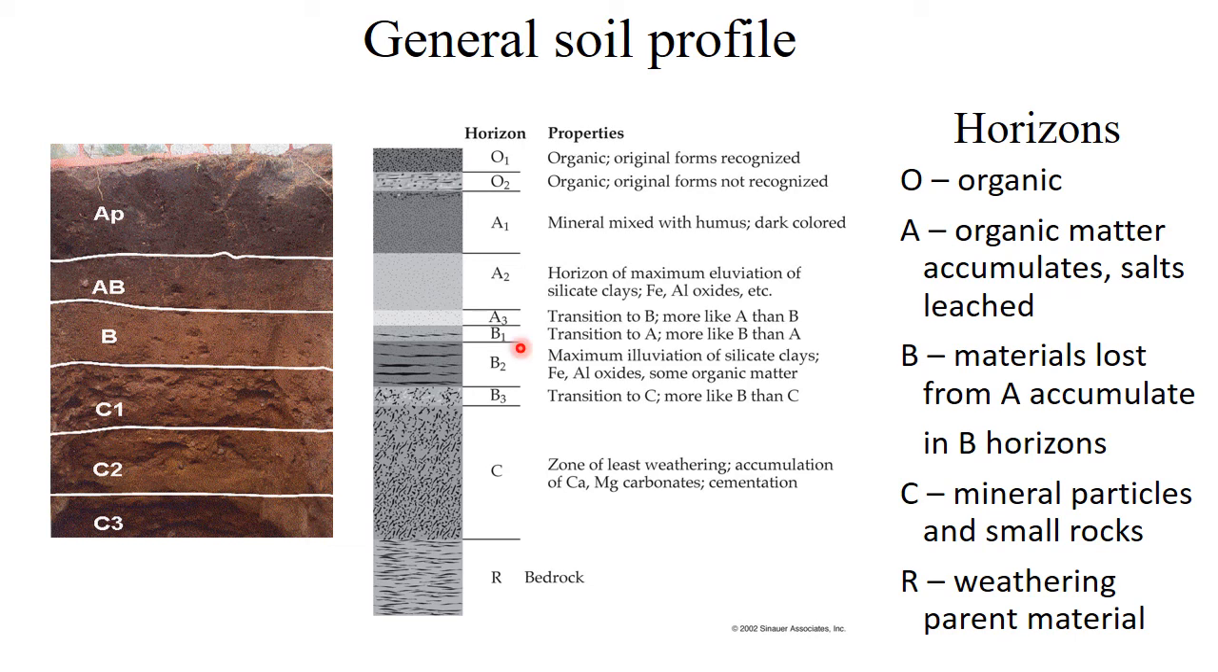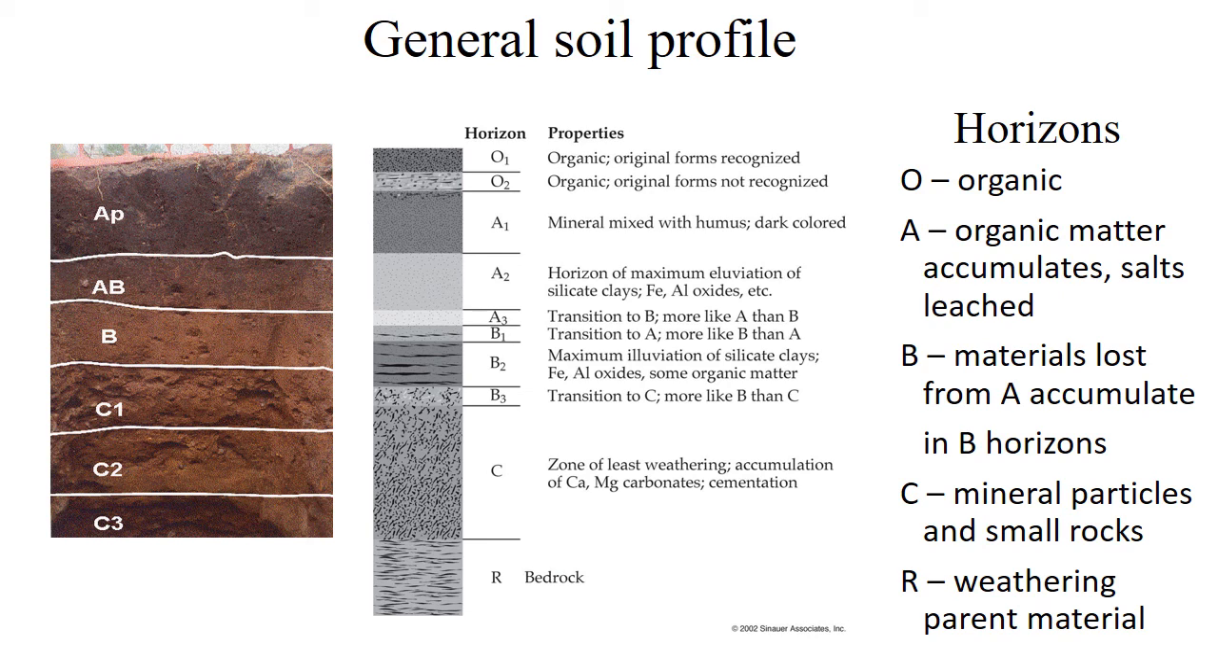So below the A horizon, you have the B horizon, which is essentially a layer where very, very fine particles have percolated down the soil layers into what we call the B horizon. And then below the B horizon, you have the C horizon, where there's an area of very limited weathering. So you get much larger particles and small rocks, essentially. And then below that, you have the R horizon, which is the bedrock.